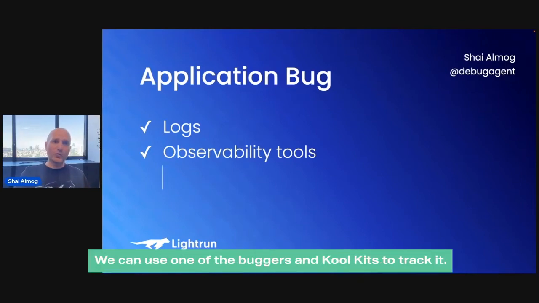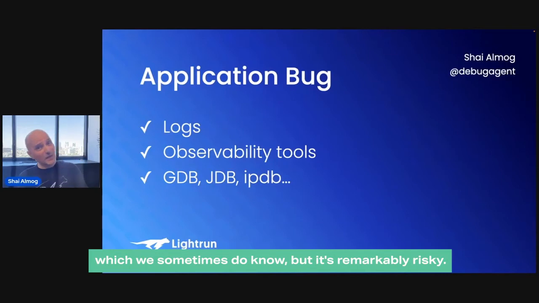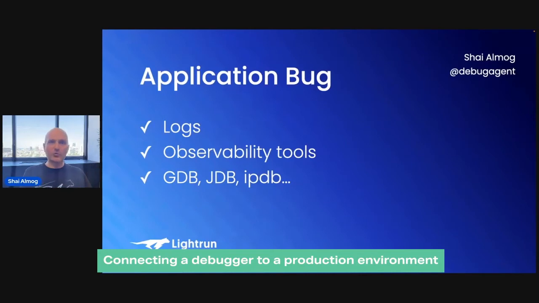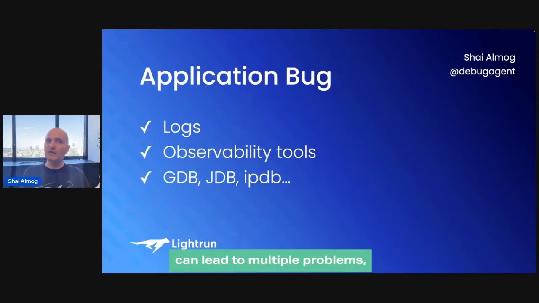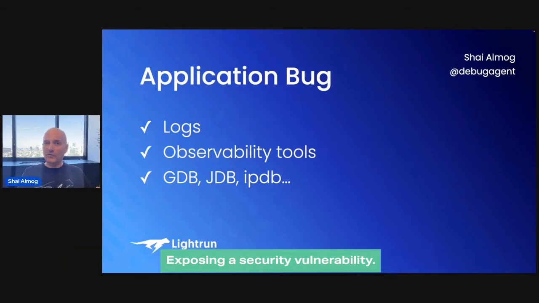They rule for big picture analysis and container level problems, not for application level problems. We can use one of the debuggers in KoolKits to track it. That would only work if we know the server where the issue manifests, which we sometimes do know, but it's remarkably risky. Connecting a debugger to a production environment can lead to multiple problems. Stopping on a breakpoint by accident, using a conditional statement that grinds the system to a halt, exposing a security vulnerability.